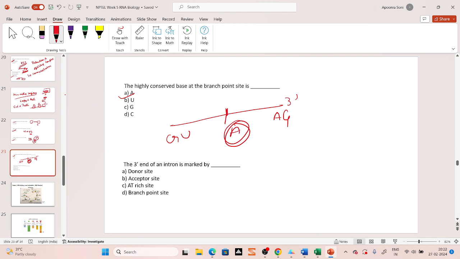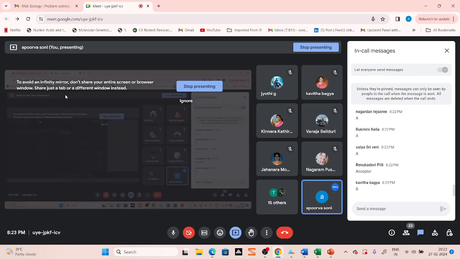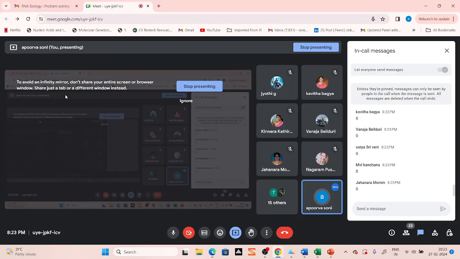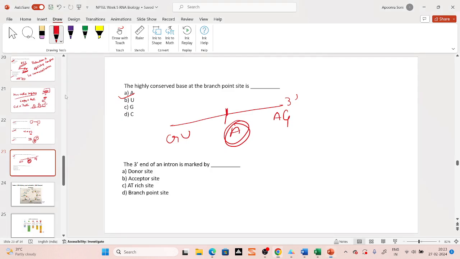One minute and then I'll again switch the screen. Renuka has answered acceptor. Vanuja has answered B, that is acceptor. Kanchana B, Momin B, Jahanara B. Okay, others. Rukmini also B. Blessy also B. Okay, so very good everyone.